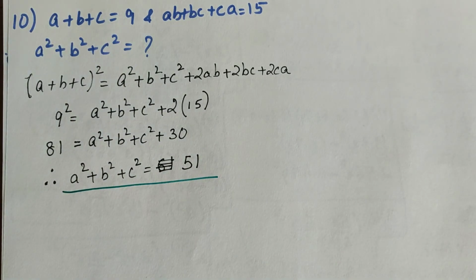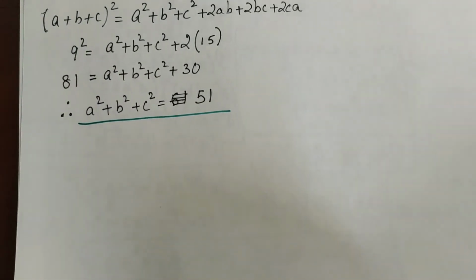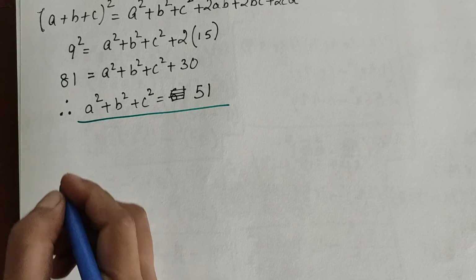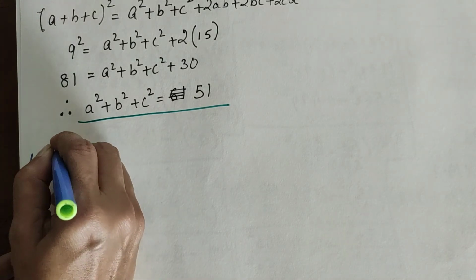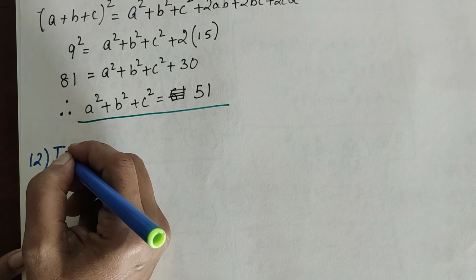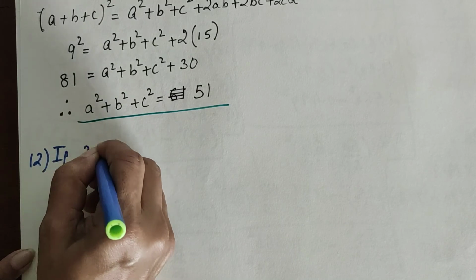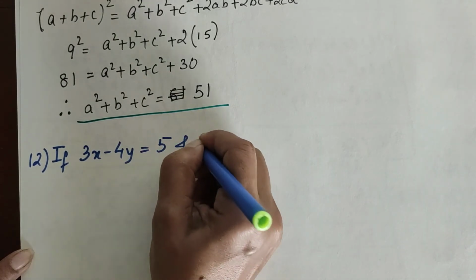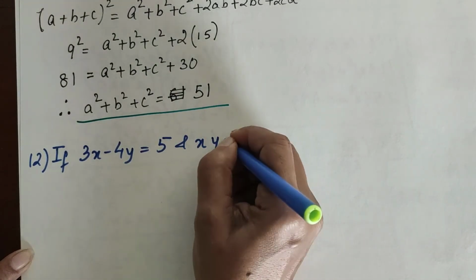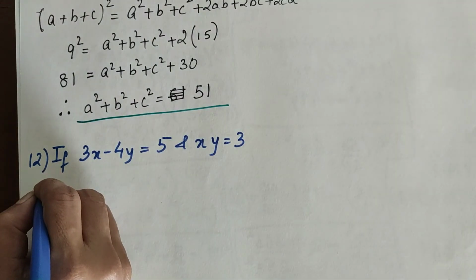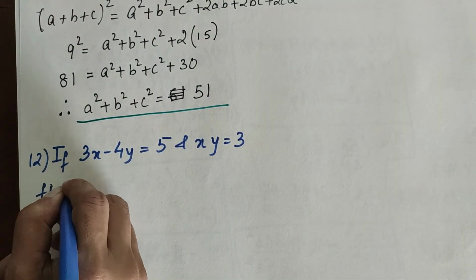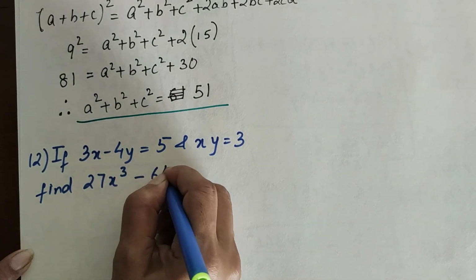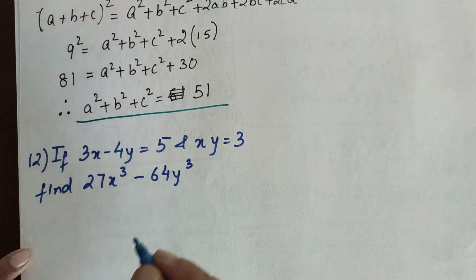Now I move to question number 12. Question number 12 says, if 3x minus 4y is equal to 5 and xy is equal to 3, what you have to find is 27x to the power 3 minus 64y to the power 3.